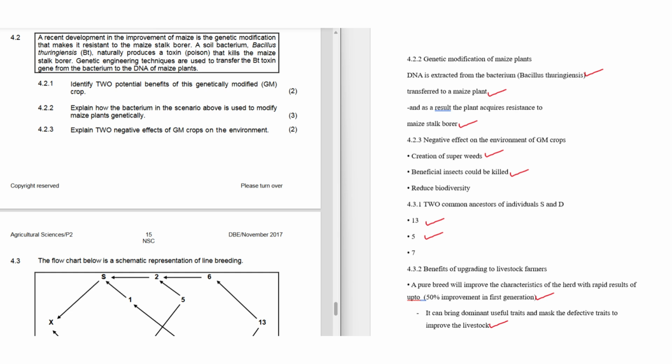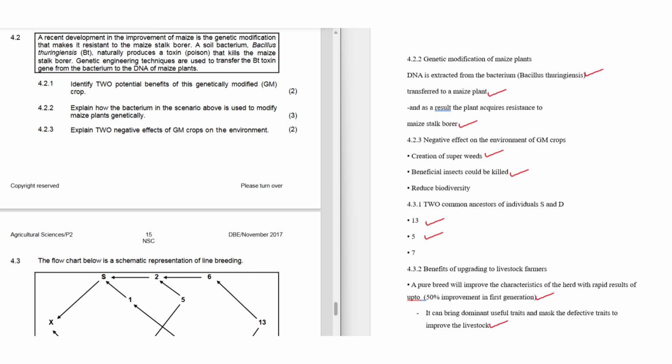Okay, so as a result, the maize plant develops resistance to the maize stalk borer. Okay, the maize plant develops what? Resistance to the maize stalk borer. They wanted to know that.